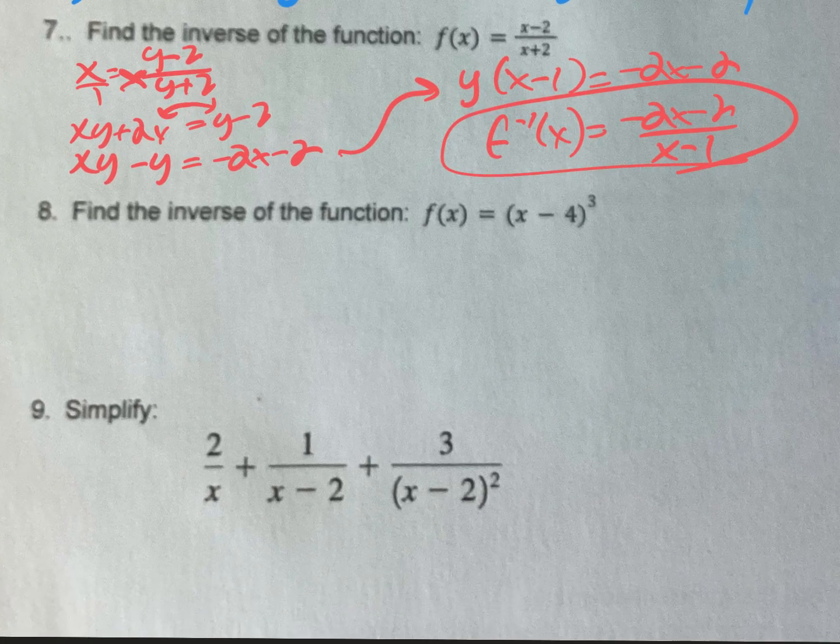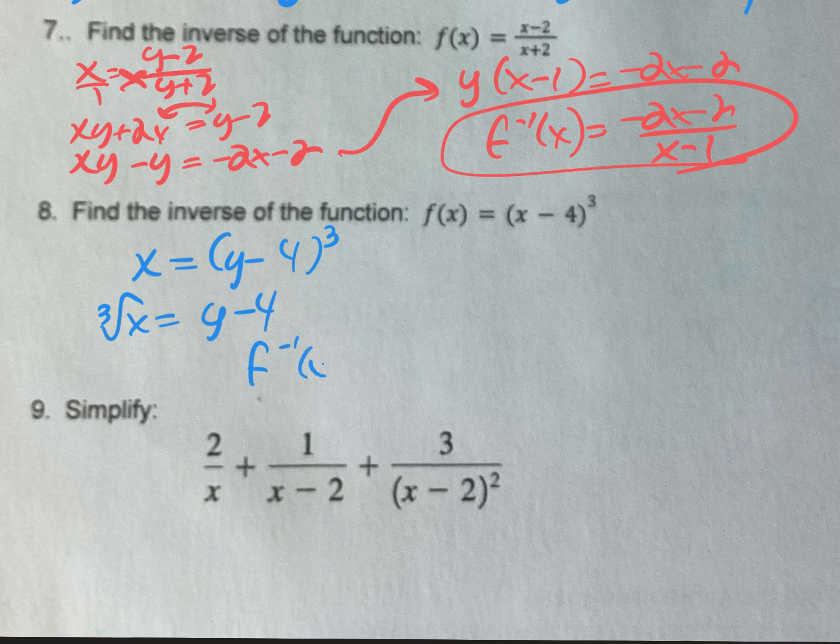Number 8, believe it or not, isn't as bad as number 7. Start out the same way. Switch your x's and your y's. So you get this. You've got to get that y isolated. So I'm going to take the cube root of both sides. The cube root of x is y minus 4. So to finish up, I'm just going to move the 4 over. So I get inverse of f is the cube root of x plus 4. All right, not too bad.